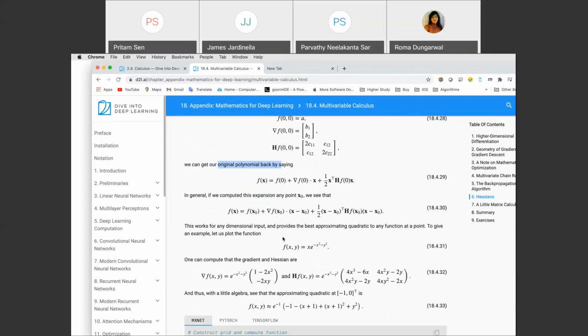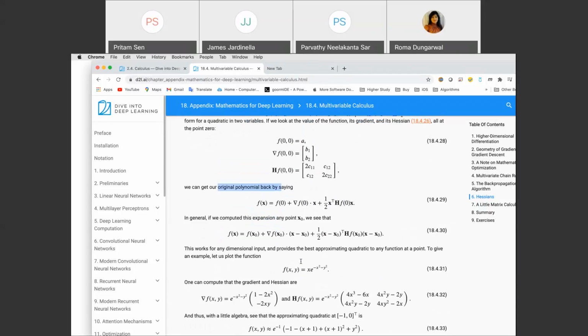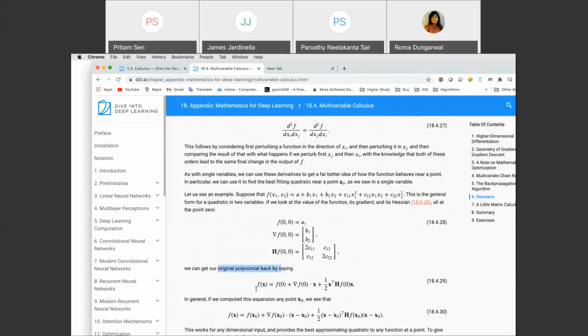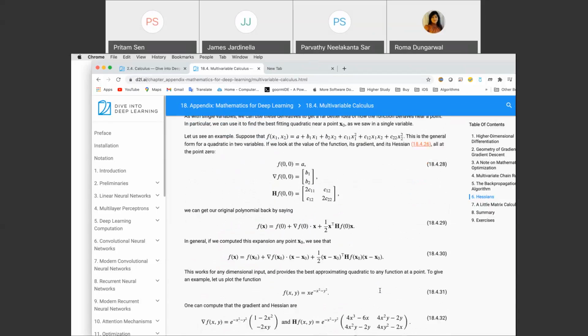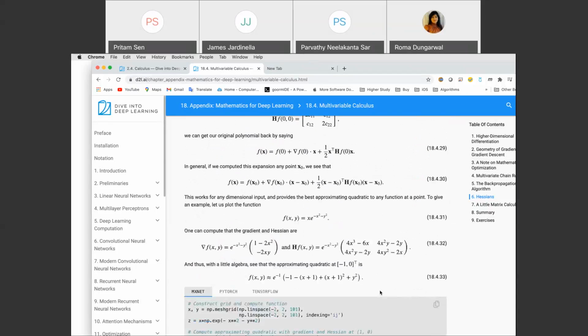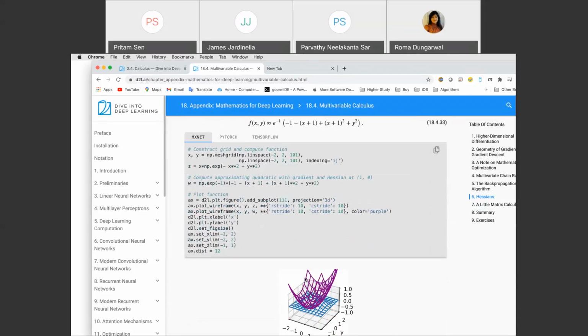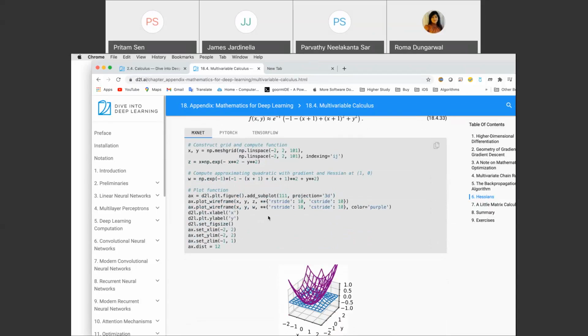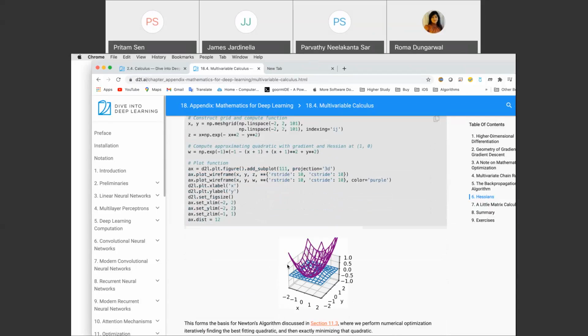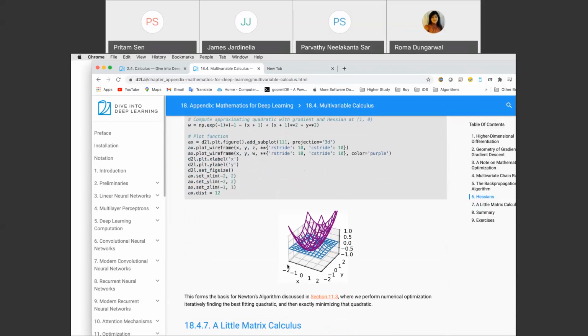So here is another example. Two examples are shown here, proving this equation. This is also shown using some plots in TensorFlow, which plots the equations and shows that it can be approximated like that.